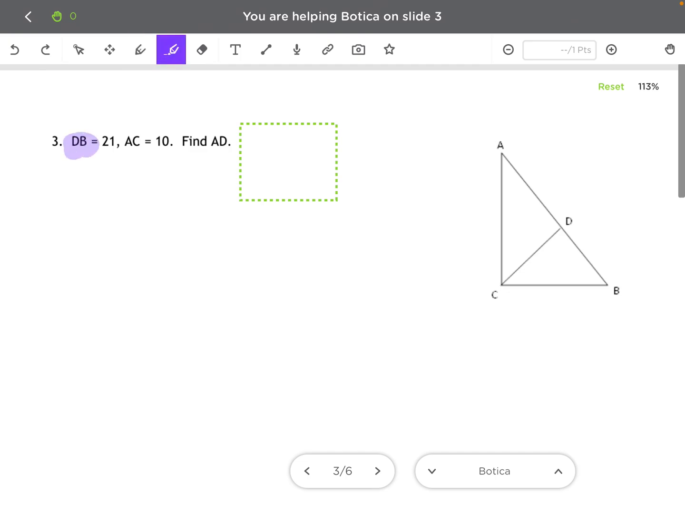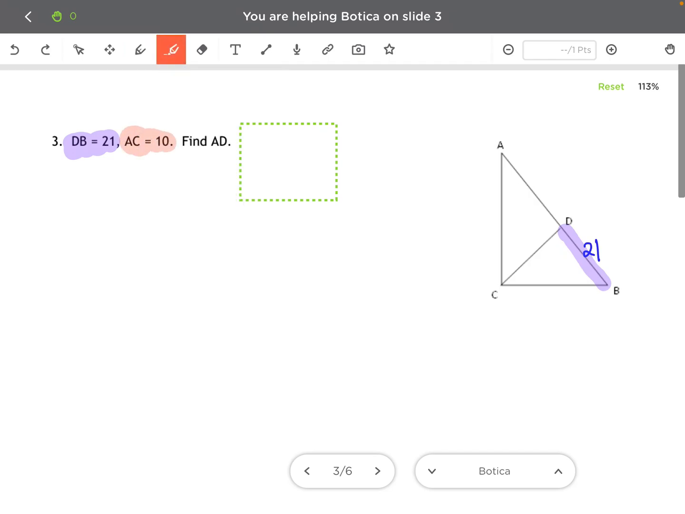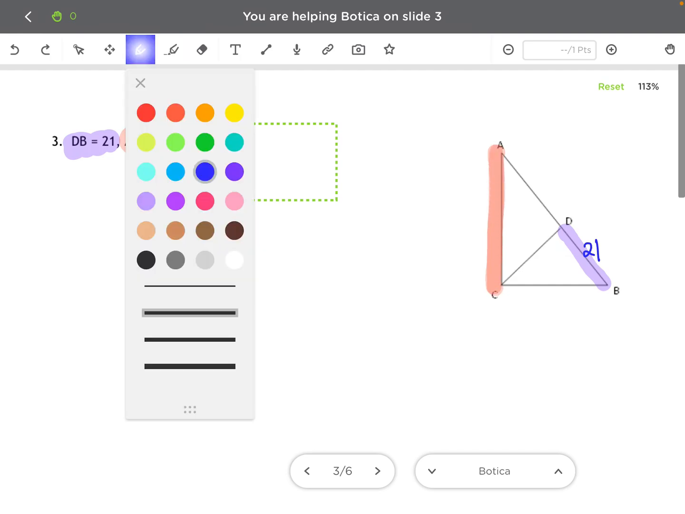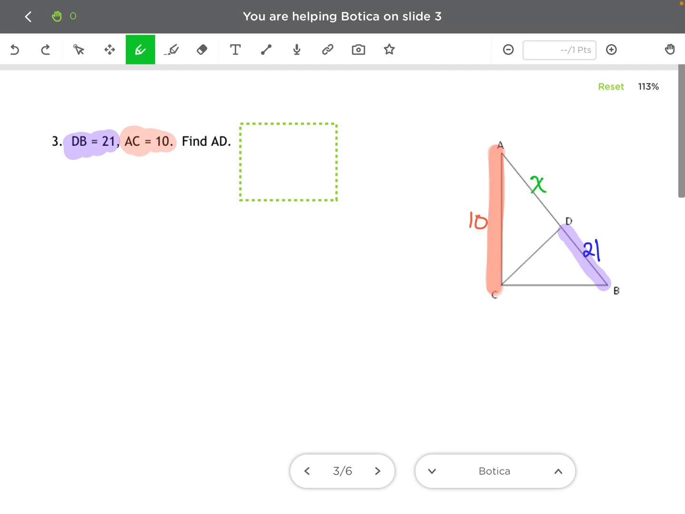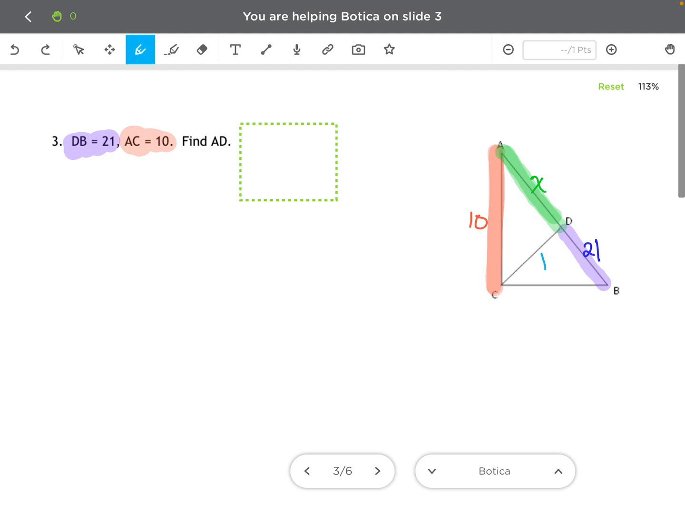The first one, they're telling me that DB is 21. So again, highlight the side, put in 21. AC is 10. Okay, right away I'm noticing I'm coloring a leg to the triangle, and that's 10. And then they're asking me to find AD, so we'll call that X. I'm working with a leg of the right triangle, not with the altitude.